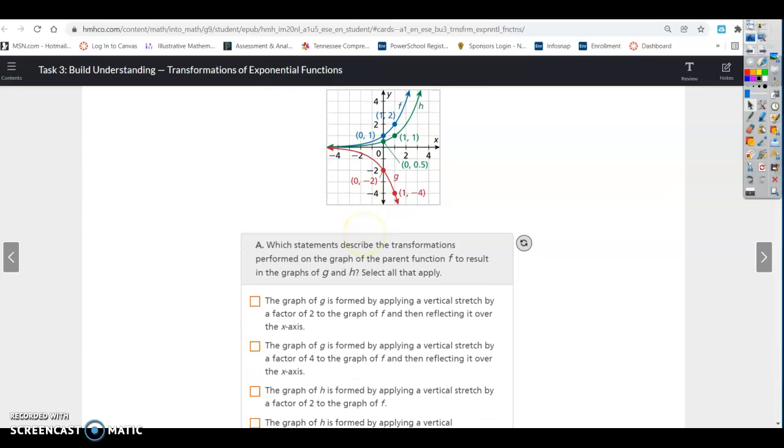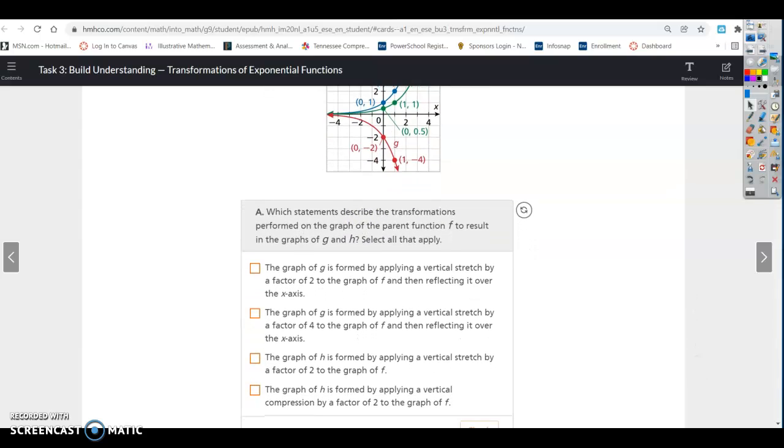All right, so it says which statements describe the transformations performed on the graph of the parent function to result in the graph of g and h. Select all that apply.